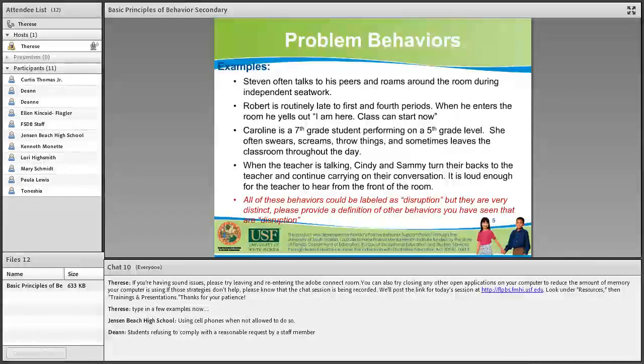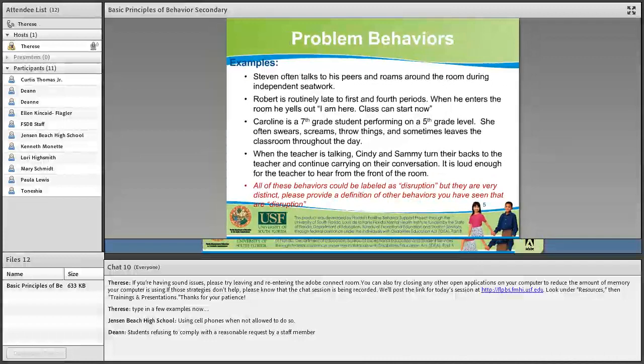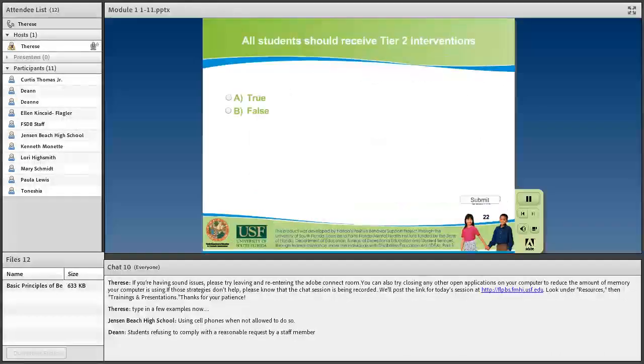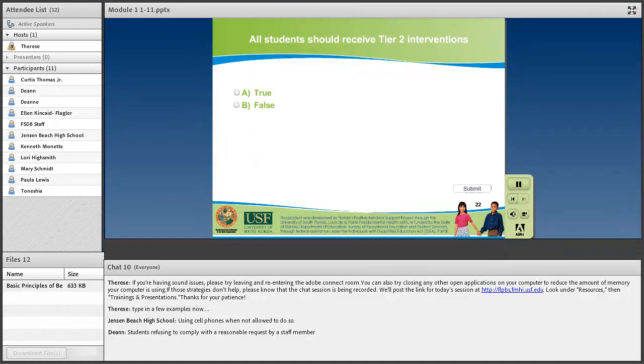Deanne, students are refusing to comply with a reasonable request by a staff member. Now that's a nice example because that happens a lot.